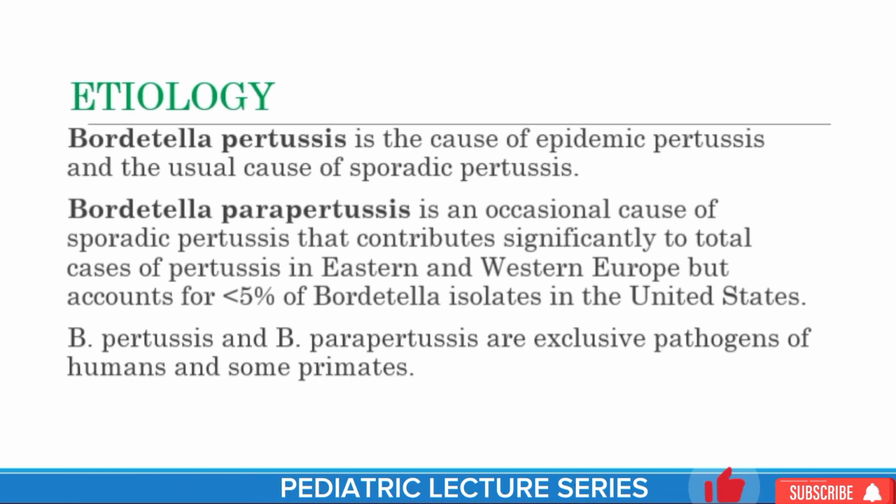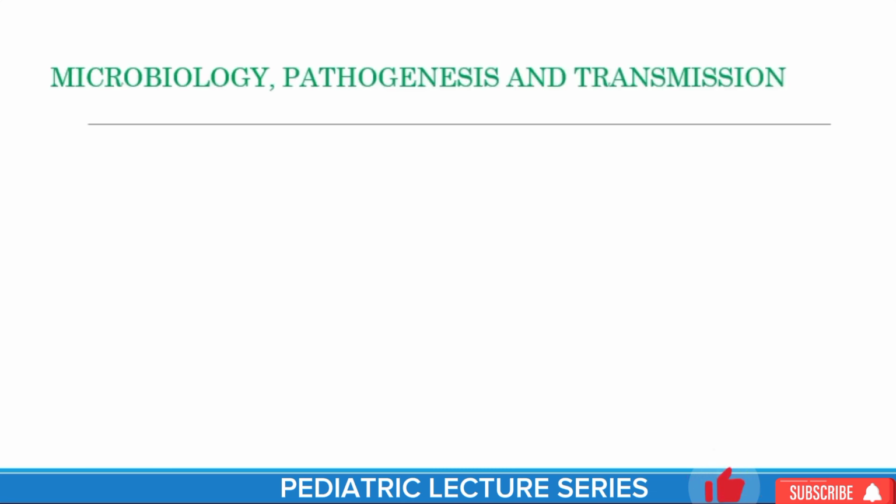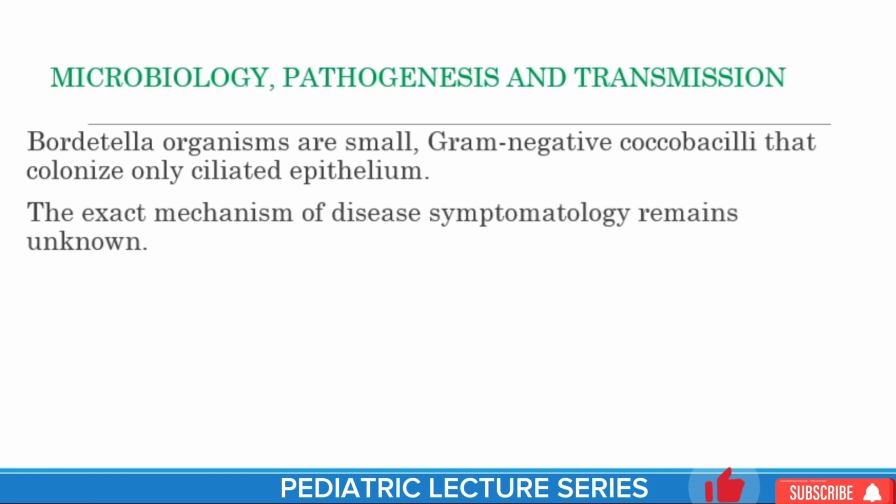B. pertussis and B. parapertussis are exclusive pathogens of humans and some few primates. These particular species are small, gram-negative coccobacilli that colonize only ciliated epithelium. So they are going to colonize only the ciliated epithelium in an individual. The exact mechanism of disease symptomology remains unknown.